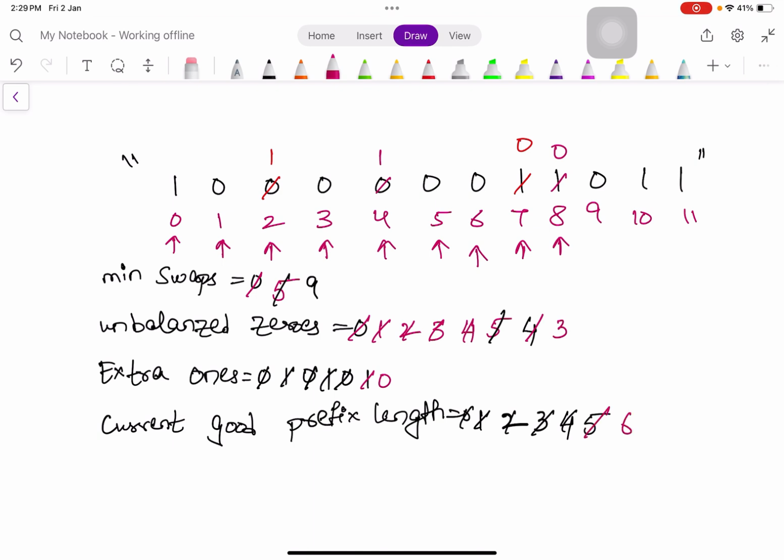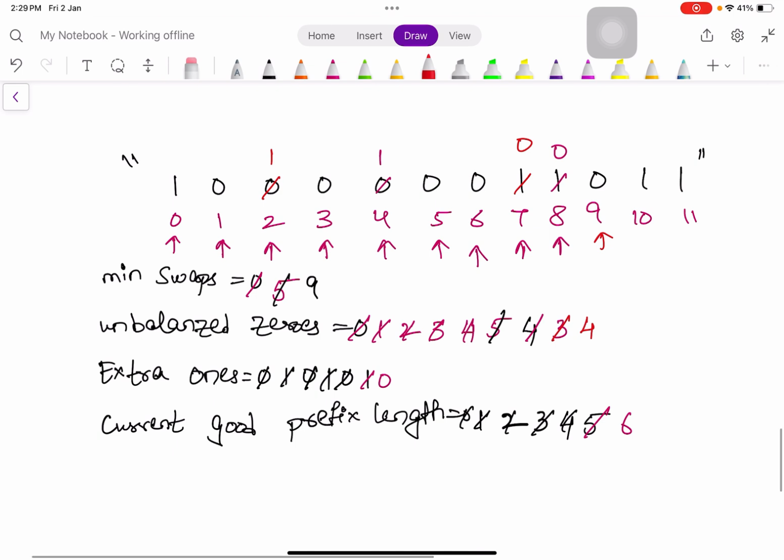Okay. Moving forward. What is the next element in our sequence? The next element is at index 9, which is 0. As 0 cannot balance an extra 1 because there is no extra 1, we'll simply keep incrementing the unbalanced zeros. There are 4 unbalanced zeros right now. Okay.